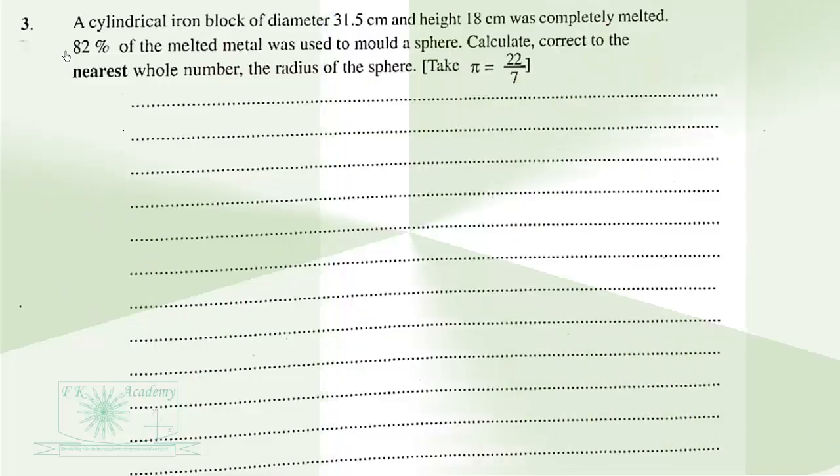A cylindrical iron block of diameter 31.5 centimeters and height 18 centimeters was completely melted. 82% of the melted metal was used to mold a sphere. Calculate correct to the nearest whole number the radius of the sphere. Take pi to be equal to 22/7.